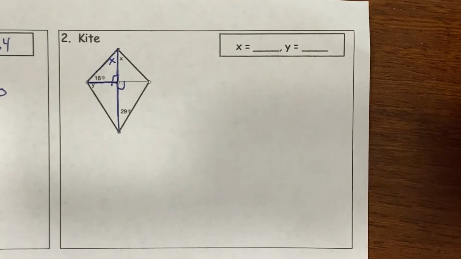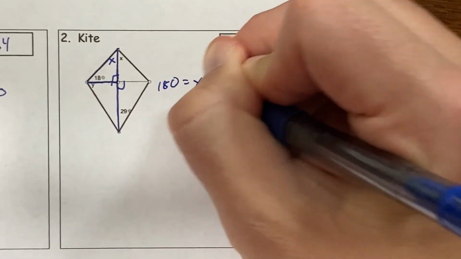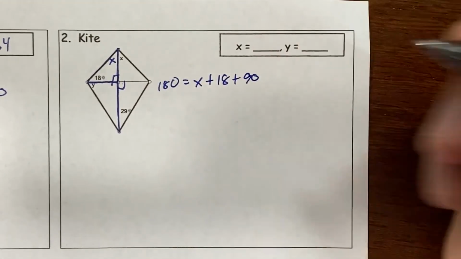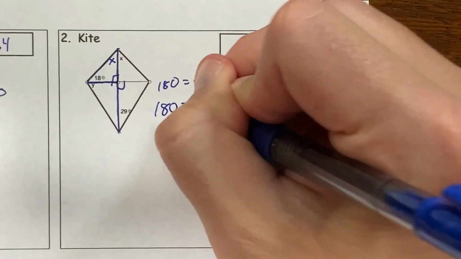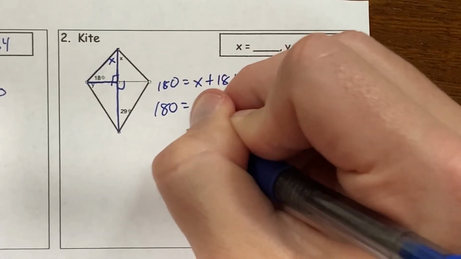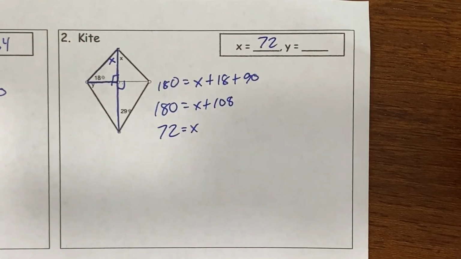I know that there's 180 total degrees in a triangle. So I could say 180 equals x plus 18 plus, what's the box? Box is 90. So that's 180 equals x plus combined like terms, that's 108. Take the 108 over, I think you get 72. So x is 72 degrees.